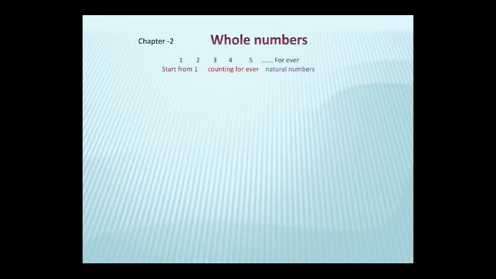See, your natural numbers start from 1. If you add 1 to 1, you will get 2. If you add 1 to 2, you will get 3. 3 plus 1 gives 4. 4 plus 1 gives 5. Like that forever, because counting never stops. If you keep counting, you will get the next higher number. So that's why I am telling you, natural numbers start from 1, counting forever.